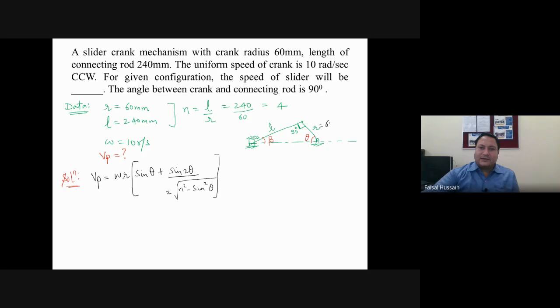Radius of crank is 60 into 10 raised to power minus 3 meter. Omega is known, R is known, N is also known, 4. Okay, what is left? Theta. We don't know theta. So how to find theta?